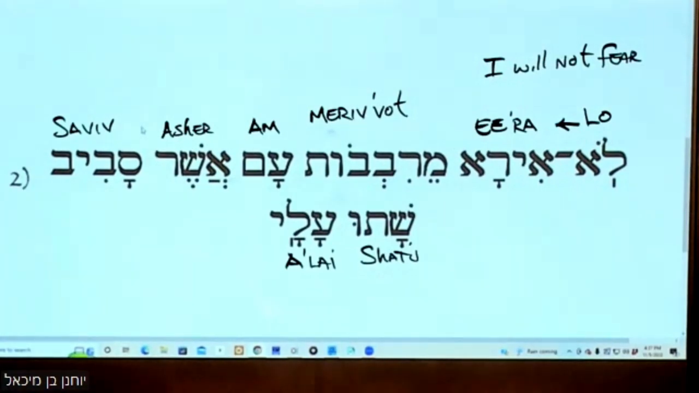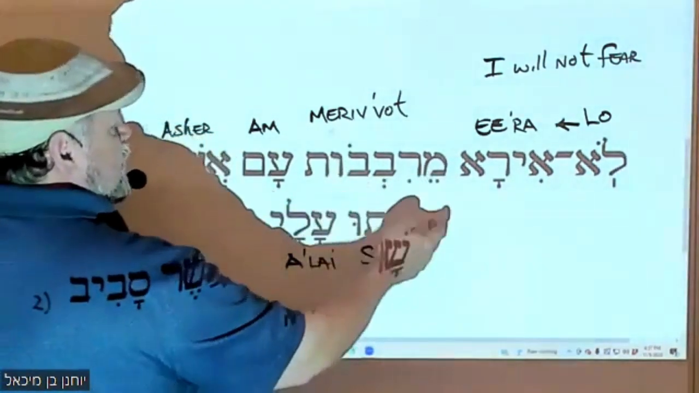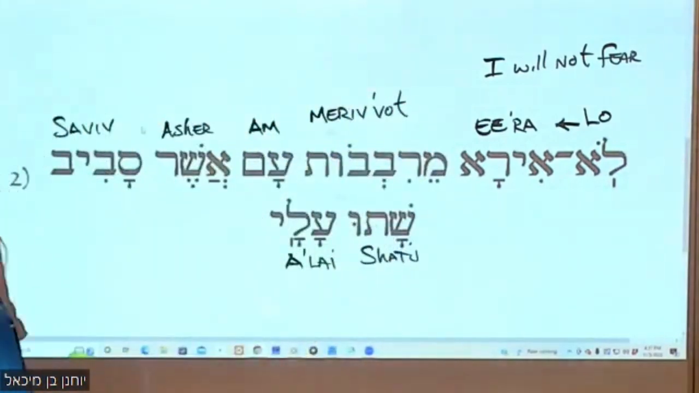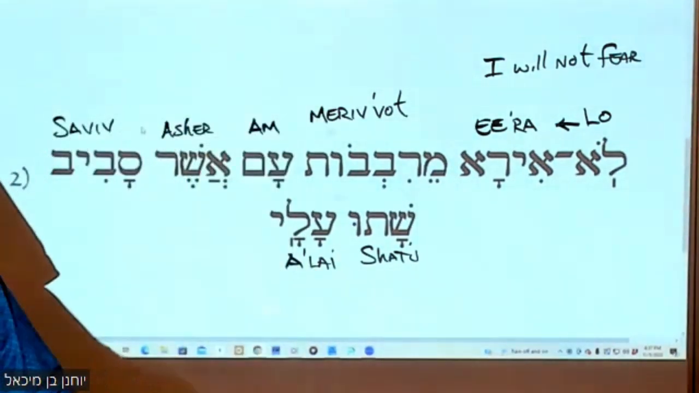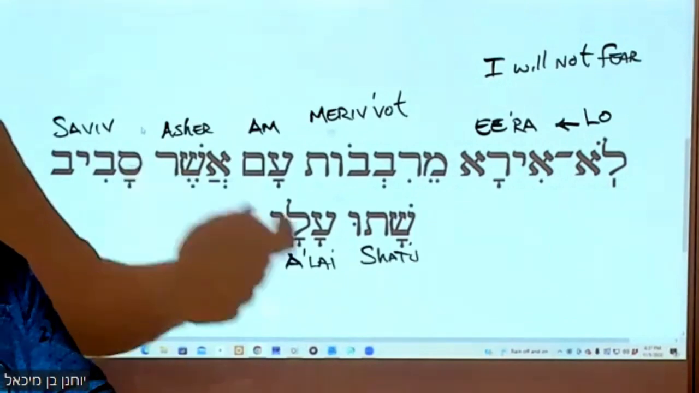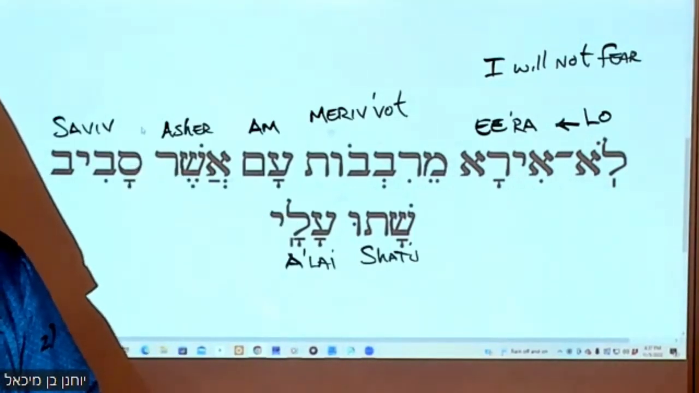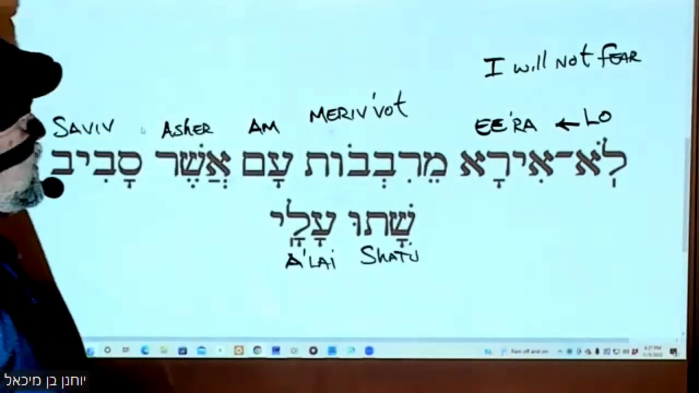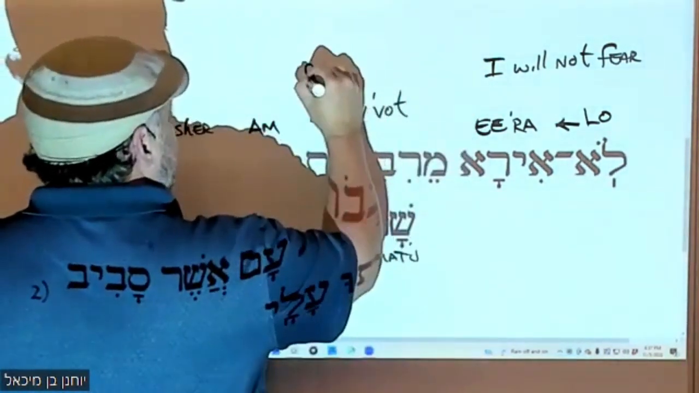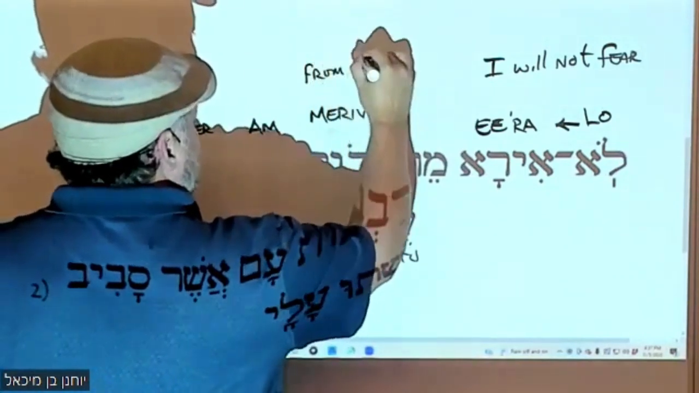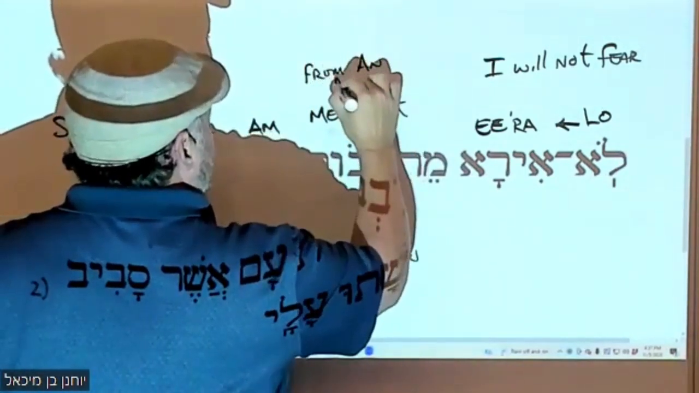So we're going to say merivot. Now, in the King James, it's funny because they assign a lot of numbers to something, right? But in Hebrew, it really doesn't do that. So ravav, right? An abundance. A lot of. Something too numerous to count. So, how would we translate that? Merivot. I will not fear from an abundance.